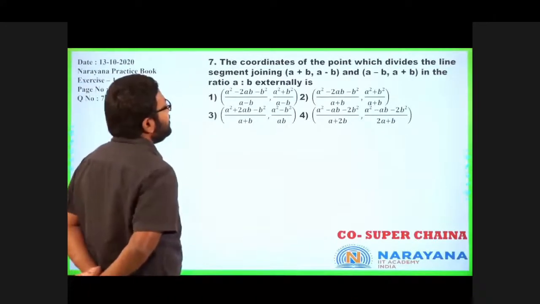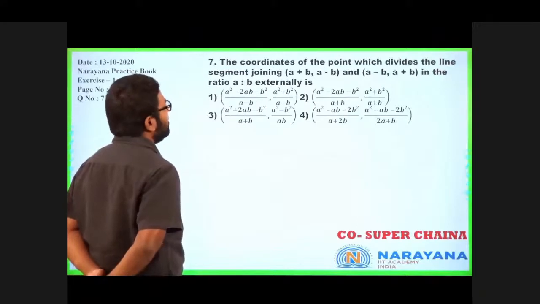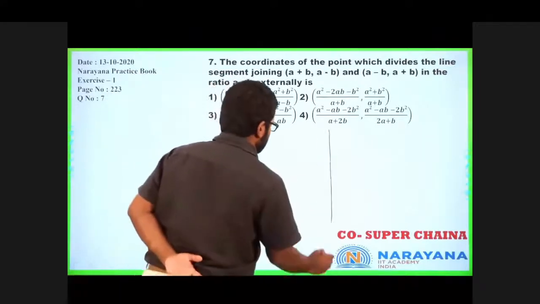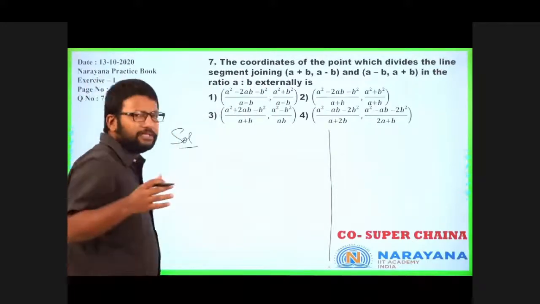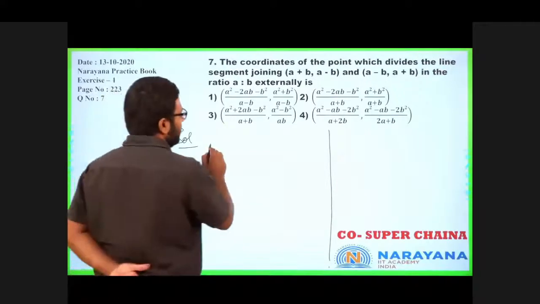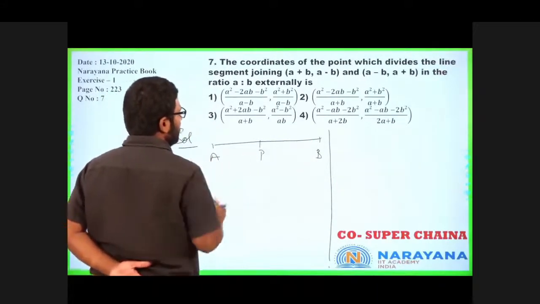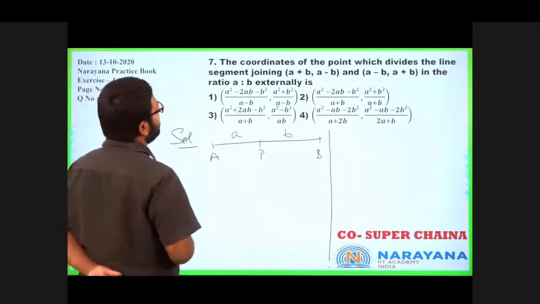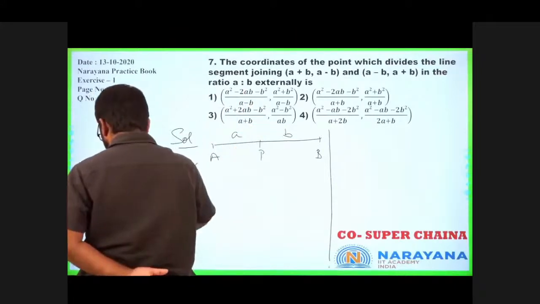The coordinates of the point which divides the line segment joining (a plus b, a minus b) and (a minus b, a plus b) in the ratio a is to b externally is what? Okay. So very straightforward, they're just asking us to apply section formula. If you take A, B, some point P, right? P divides AB in the ratio a is to b, and externally, mind you, externally, so be careful.